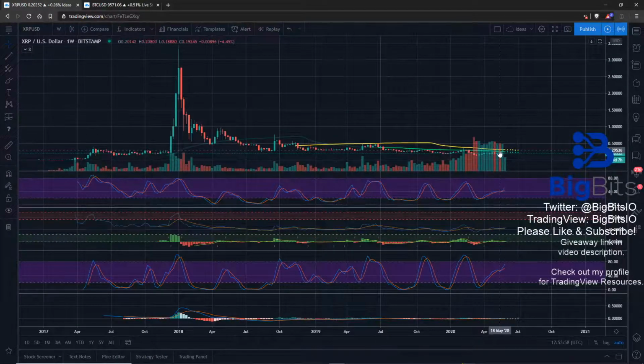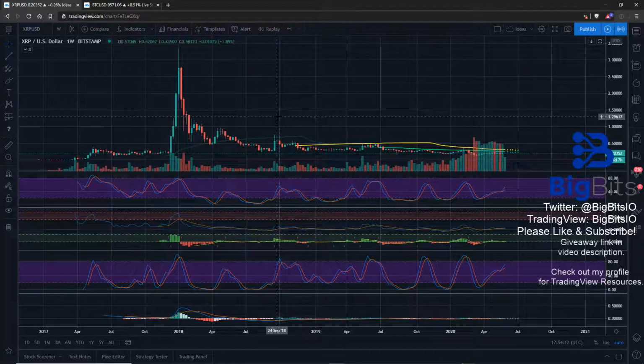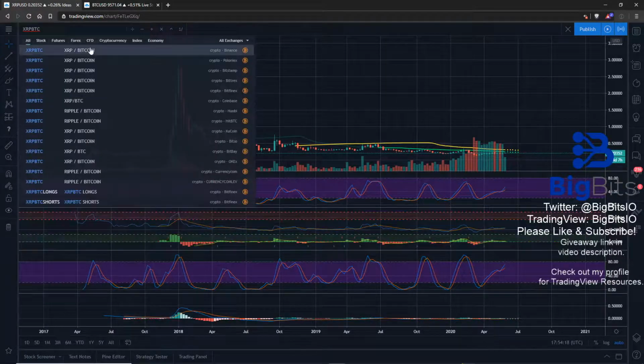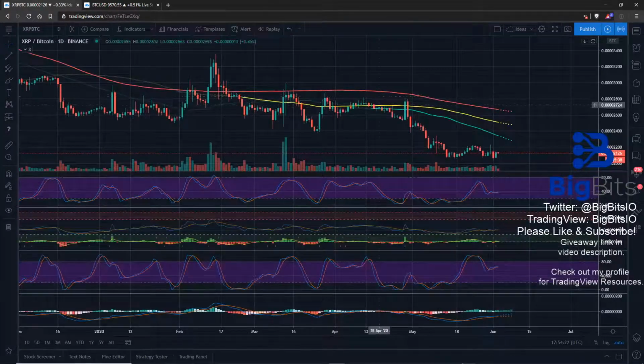It's trading below key moving averages. Momentum pointing up though. For it to be bullish, I'd want it to close above its 50-week at least, but it doesn't look as promising as some of the other ones we've looked at, I'll put it that way. Let's take a look at it versus Bitcoin. Let's go to the daily chart first.